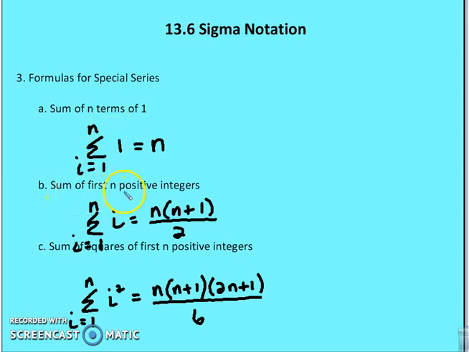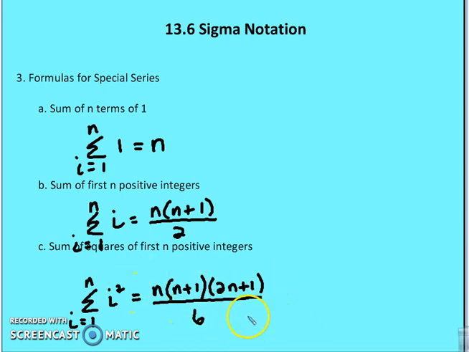Next, the sum of the first n positive integers, lower limit of 1, upper limit of n. Now you're going to add i for each value. So input 1, output 1, input 2, output 2, input 3, output 3, and you're going to add those together up to n. The formula for that is n times n plus 1 divided by 2. And then finally for i squared, lower limit of summation 1, upper limit n, i squared would be 1 for input 1, 4 for input 2, then 9, 16, 25, 36. And your formula would be n times n plus 1 times 2n plus 1 over 6.